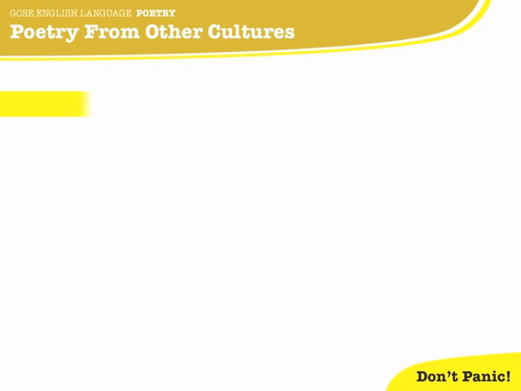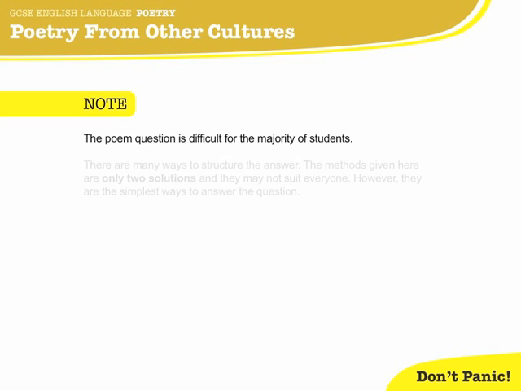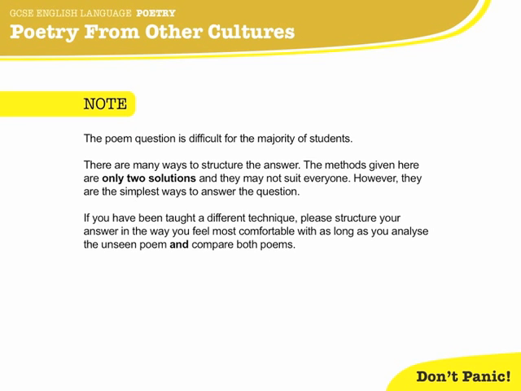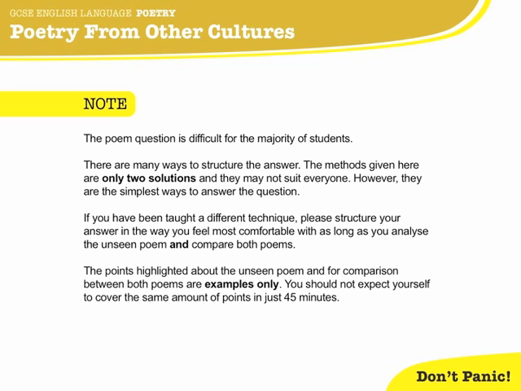The poem question is difficult for the majority of students. There are many ways to structure the answer. The methods given here are only 2 solutions, and they may not suit everyone. However, they are the simplest ways to answer the question. If you've been taught a different technique, please structure your answer in the way that you feel most comfortable with, as long as you analyse the unseen poem and compare both poems together.